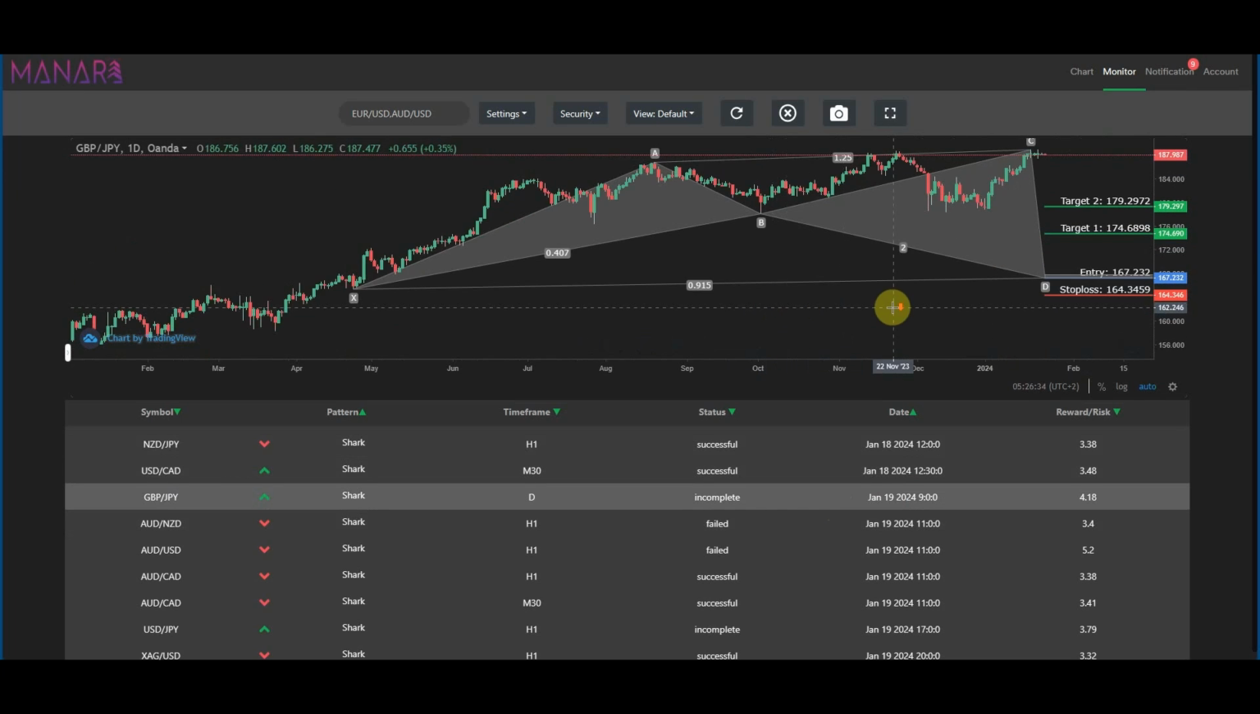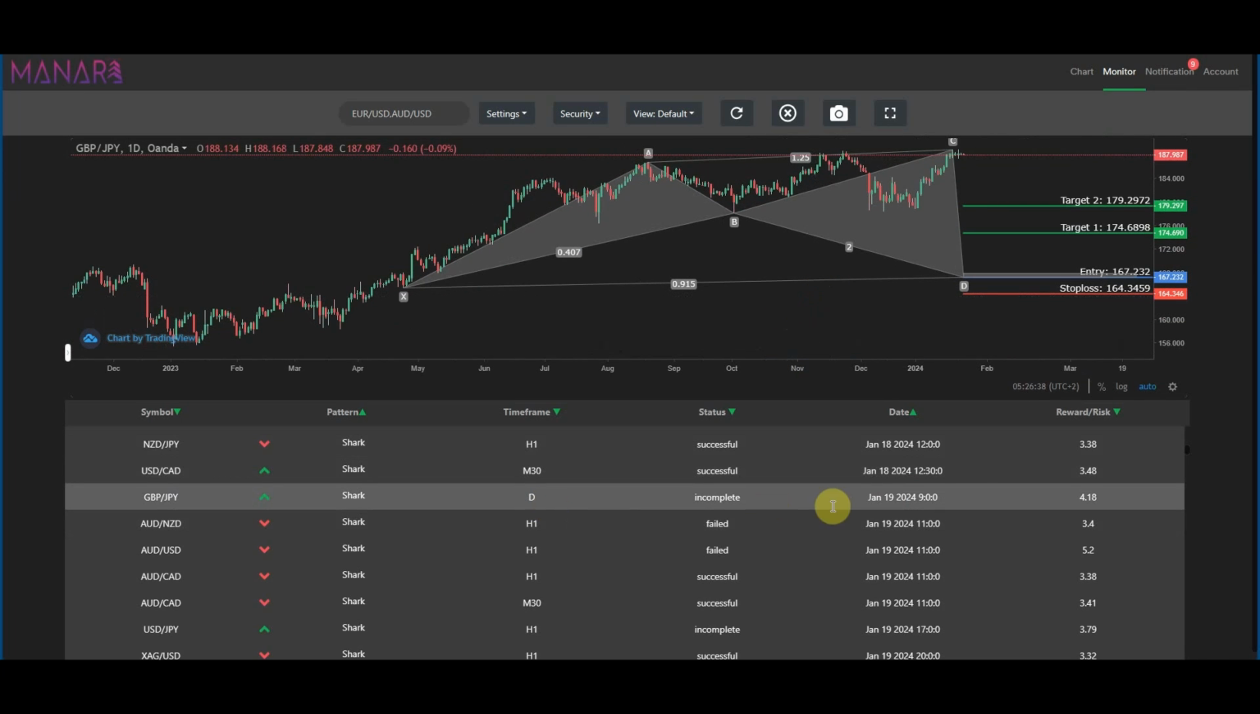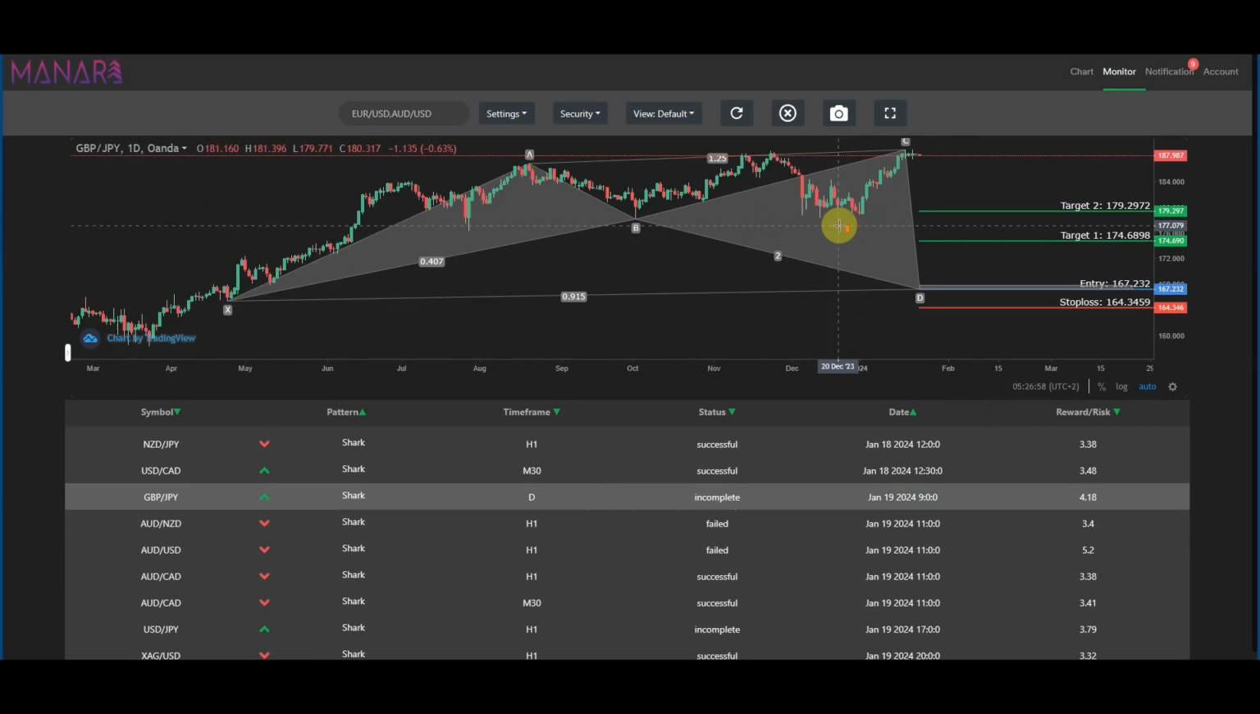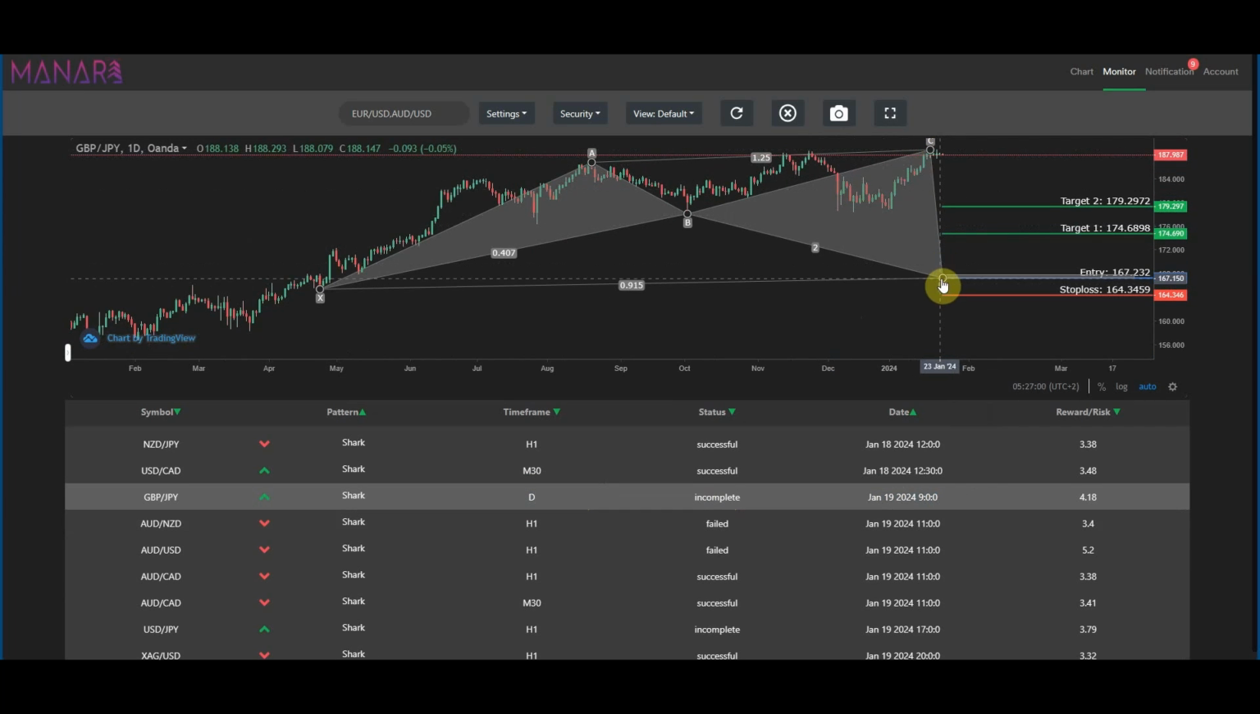Have a look at what that is saying. And the reason this is incomplete but it's so far back is because it's on the daily. So D is for daily. And look at that. The C has been hit. Depending on when you get the alert, you may be in profit or about break even. And this pattern is really just waiting for it to then track back down to the D. It's a really long time frame, so you might be waiting for some time.